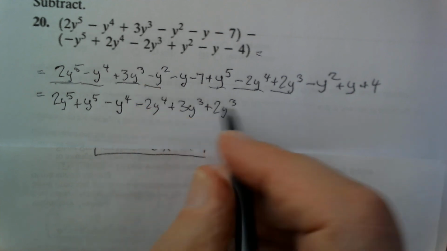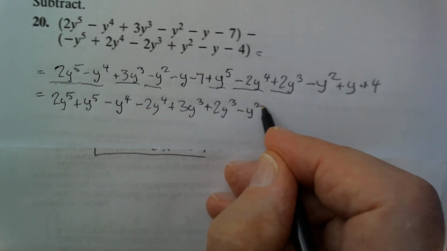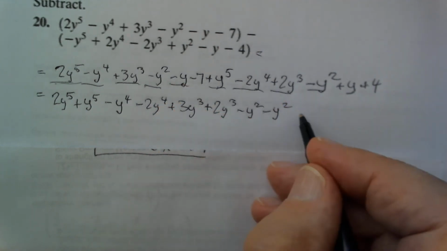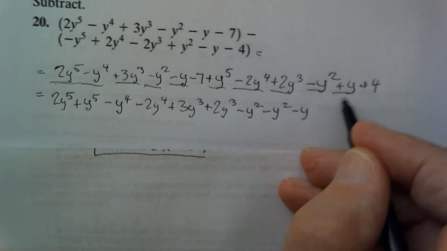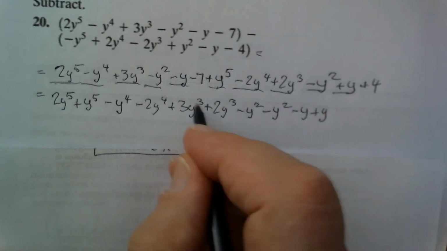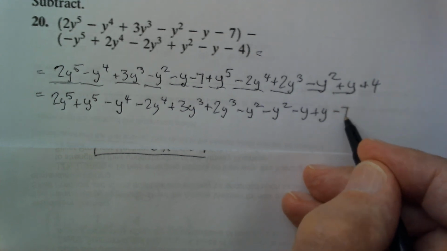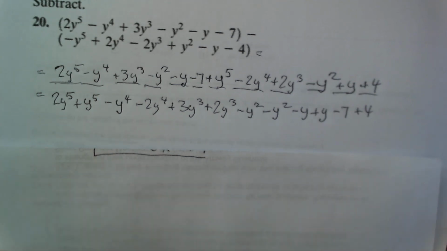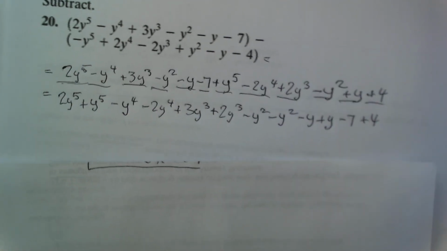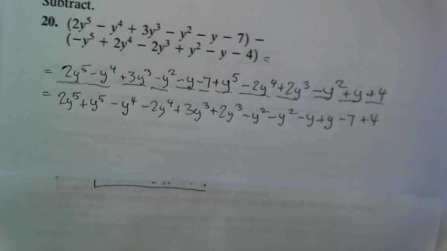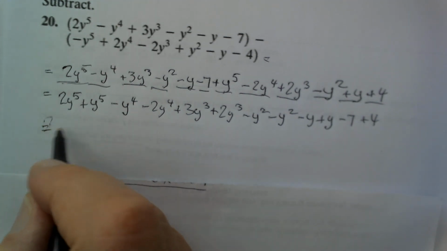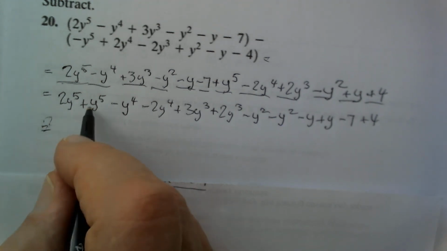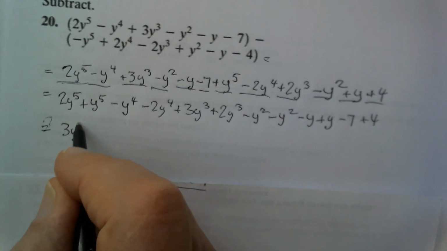And then there's a minus y squared, another minus y squared, and there's a minus y, and there's a plus y, and there's a minus 7, and there's a positive 4. So now we're ready to combine like terms. And so 2y to the 5th plus 1y to the 5th, well, 2 plus 1 is 3y to the 5th.